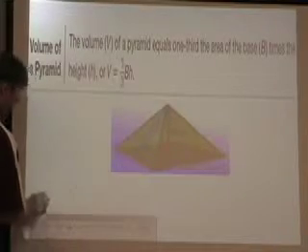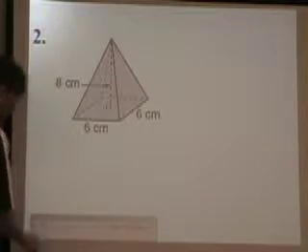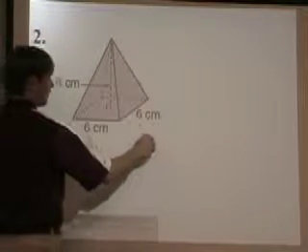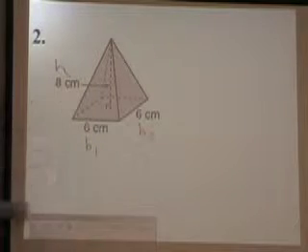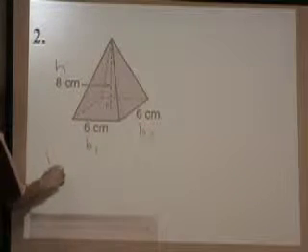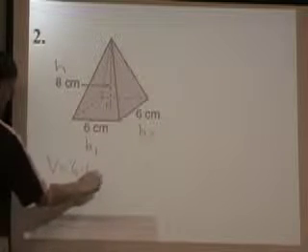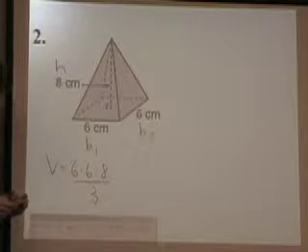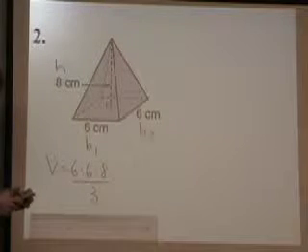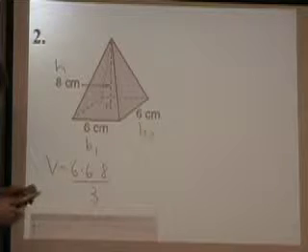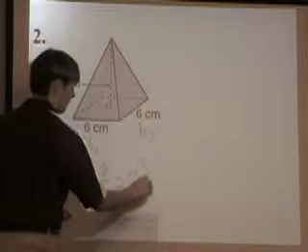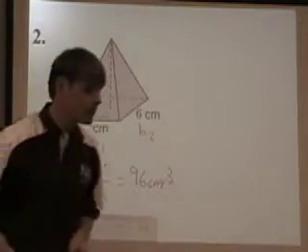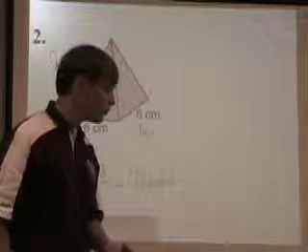So, let's look at this example. Can someone tell me what base 1 is? 6. This is base 1, this is base 2, and this is the height. So to put it in my formula, I've got the volume equals 6 times 8, all divided by 3. Now in your calculator, if you type 6 times 8, and then divide that by 3, that gives you 96 centimeters cubed. Anytime we do volume, it's centimeters cubed.